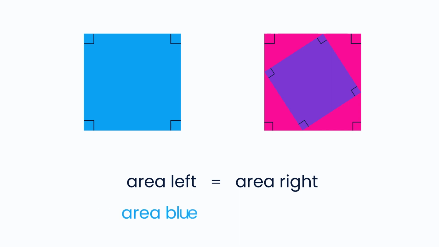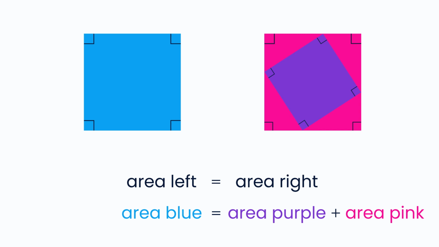Recall the equation that you were introduced to earlier. Area left equals area right. Based on what you've learned about our figures here, you now know that the area of the blue figure is equal to the sum of the areas of the pink and purple figures. So area left equals area right then becomes area blue equals area purple plus area pink.